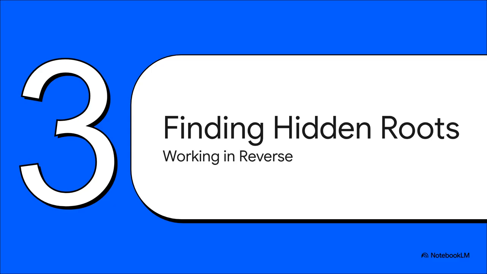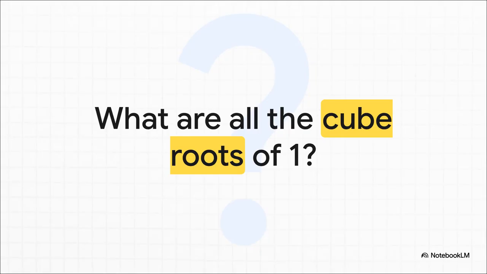De Moivre's theorem isn't just for calculating these huge powers. It can also work in reverse. And when it does, it lets us do something that seems kind of impossible at first, finding all the hidden roots of a number. Now, this might sound like a trick question.